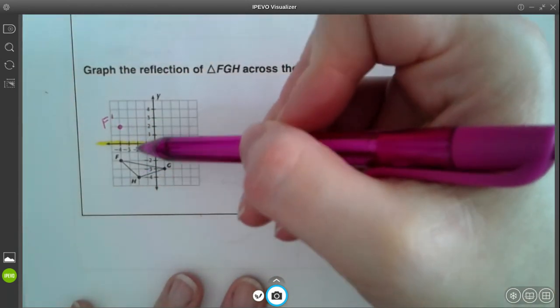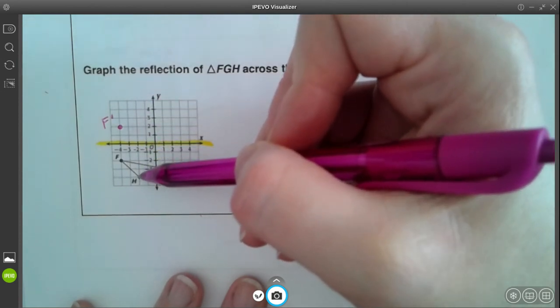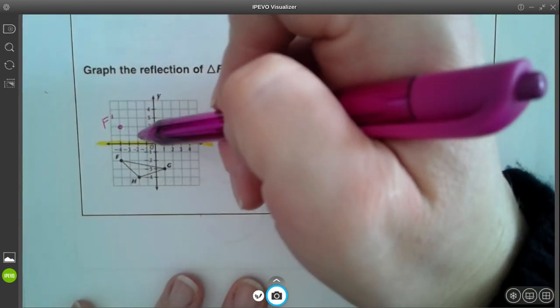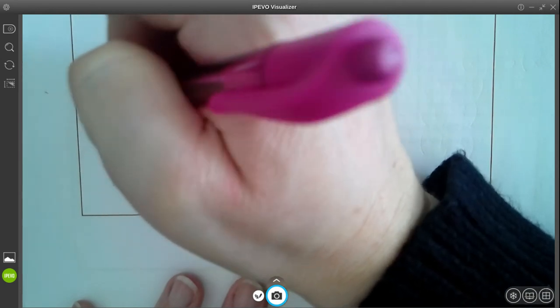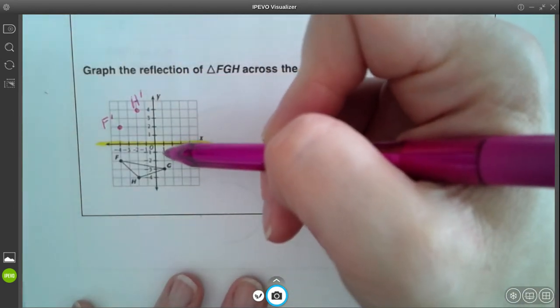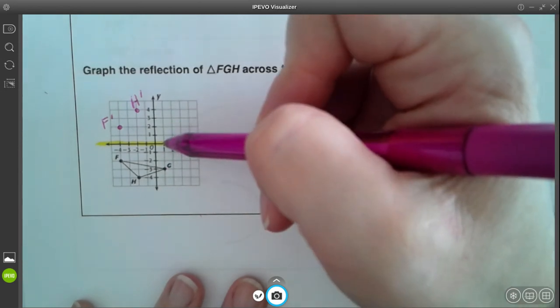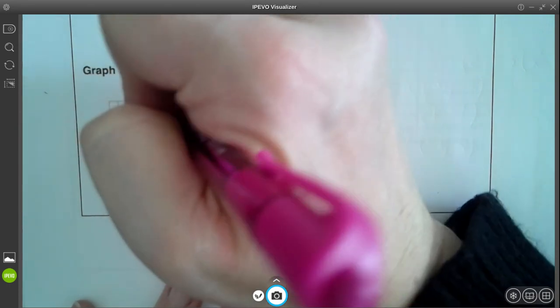Okay, so now H is at -2, and it happens to be 1, 2, 3, 4 units below the x-axis. So H prime is going to be 1, 2, 3, 4 units above the x-axis. And then G is 1, 2, 3 units below the x-axis here at 1. So G prime will be 1, 2, 3 units above the x-axis.